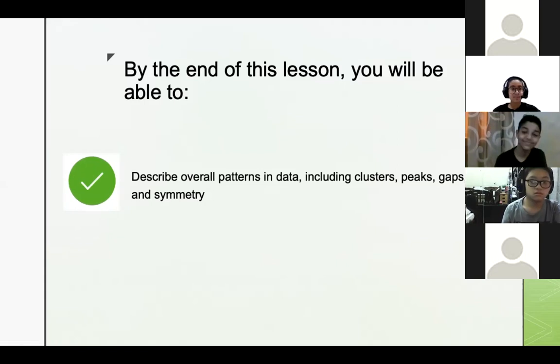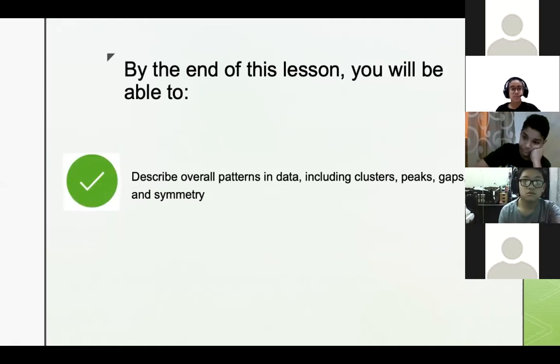Now, the last term was mode. Hamad Abdullah, can you tell me what is mode? Mode is the number that comes the most in the data set. Exactly. Now, can we have more than one mode? Yes.